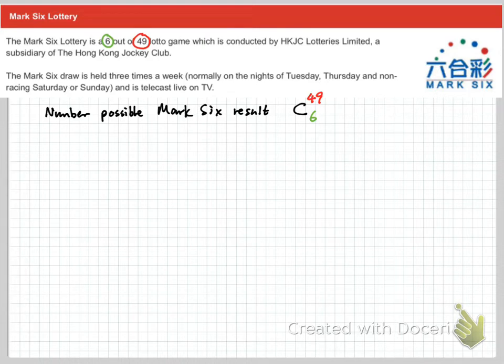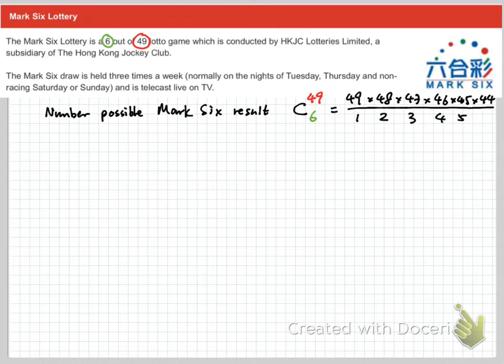If you want to calculate 49C6, you can use the calculator. Or you can also do it in this way. It's 49, and then you do a downward multiplication for 6 numbers: 49, 48, 47, 46, 45, 44. And then at the bottom, you do a step up multiplication, once again for 6 numbers. Here is N, 49, and the R is 6. So this is how we calculate, or you can use the calculator. And my calculator shows me the result is like this.